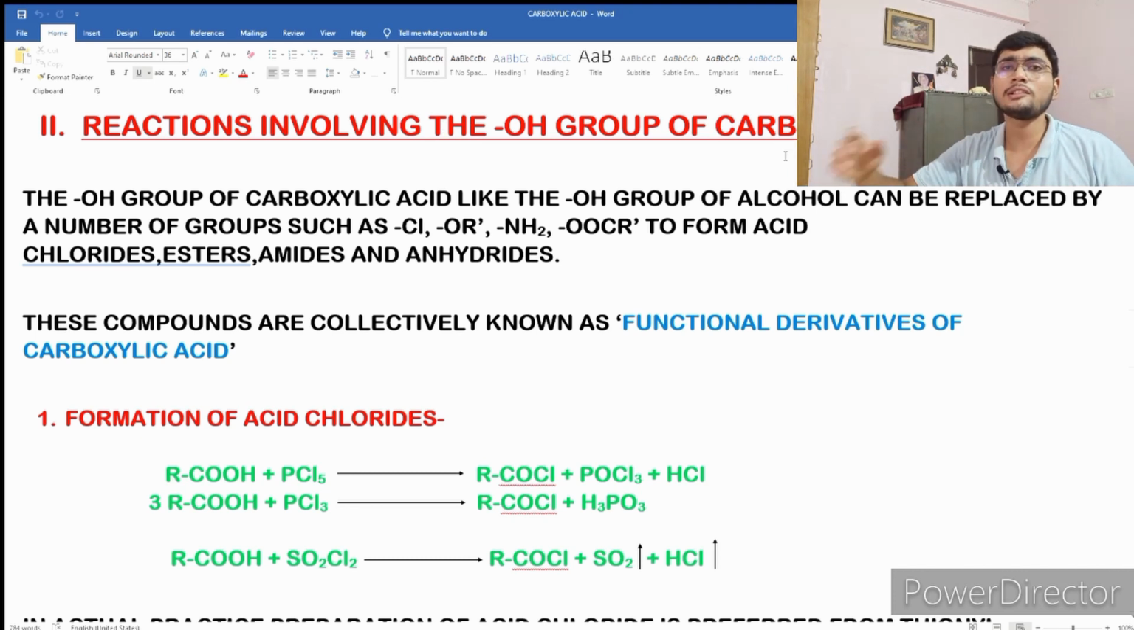Now we will study how the OH group of the carboxyl group reacts. Basically, you know, the carboxyl group is made up of a carbonyl group and a hydroxyl group. So now we will see how the hydroxyl group reacts with different compounds. Let me read it first: the OH group of carboxylic acid, like the OH group of alcohol, can be replaced by a number of groups such as chlorine, OR, NH2, OOCR to form acid chlorides, esters, amides and anhydrides.